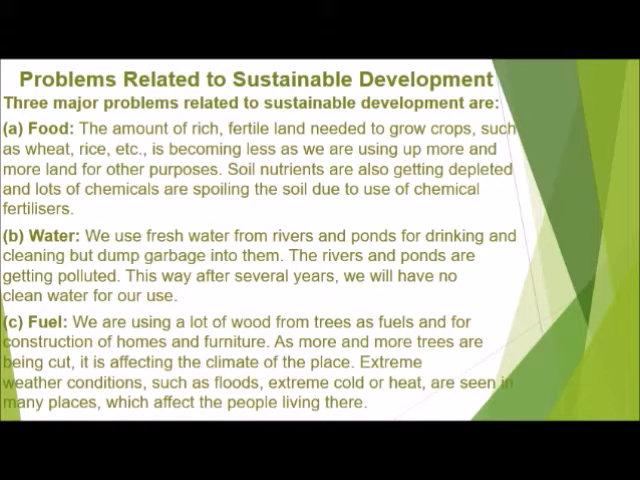The second problem is water. The rivers and ponds are getting polluted by us because we throw a lot of garbage into them. This way, after several years, we will have no clean water for our use.